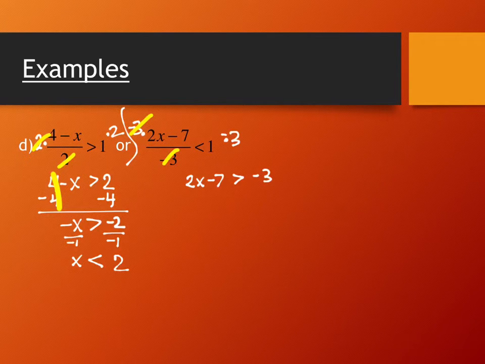Okay, what's my next step? Add 7. Okay, so I've got 2x on the left. Negative 3 plus 7 is 4. And then divide by 2, and it says x is greater than 2.